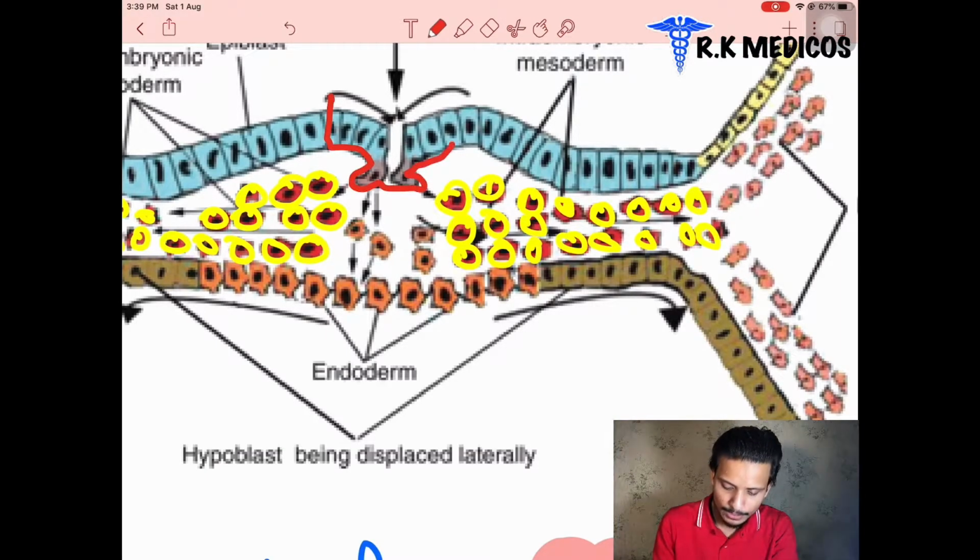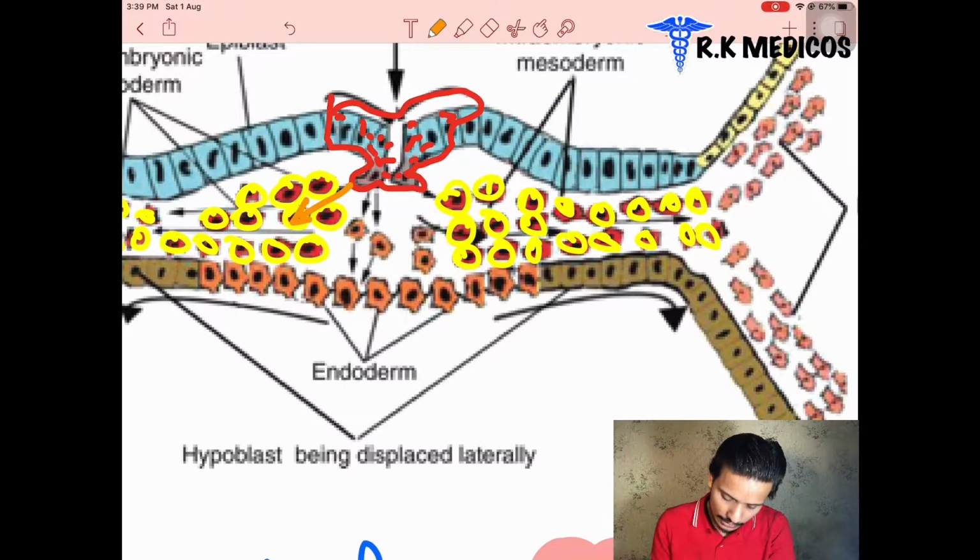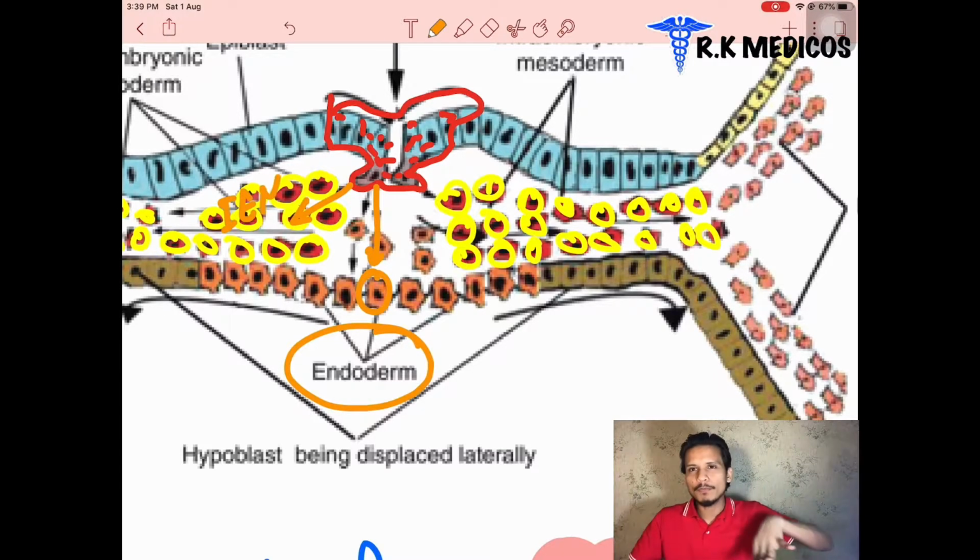Suppose that this is the primitive streak, and they are going to form both. They are going to form either these cells, or these cells. These are the endoderm cells, and these are the intraembryonic mesoderm cells. So both of these cell groups are formed by the primitive streak, and the primitive streak is formed by the epiblast cells.